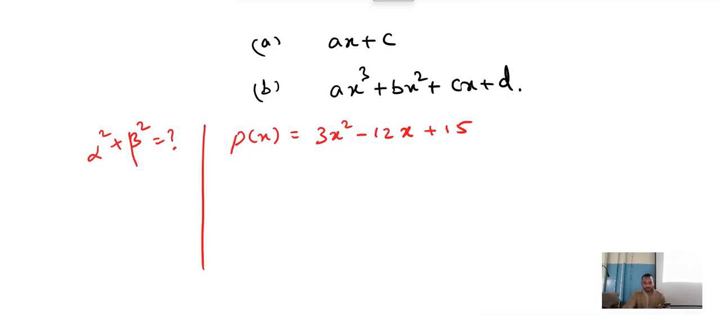Okay, see here, they have given the polynomial 3x square minus 12x plus 15. Now what they are asking us to find is the value of alpha square plus beta square. Am I right? Sir, alpha plus beta we have the formula, minus b by a, we can find it. But alpha square plus beta square, what to do, sir? Don't worry. What is the value of A? Plus 3. Value of B? Value of C? Plus 15. Am I right? Good. Don't do anything.